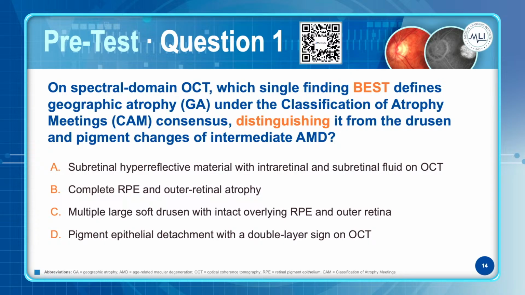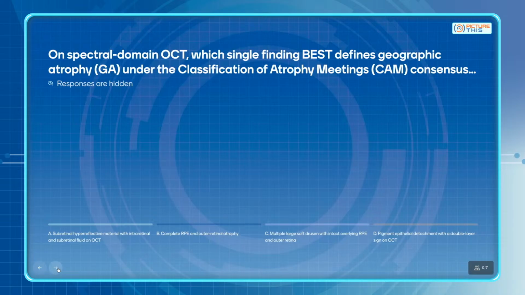So we'll go to the first pretest question. I'm going to run through these quickly, so please feel free to answer them fast so that we can get to the content. So the first question is, on spectral domain OCT, which single finding best defines geographic atrophy under the CAM consensus, distinguishing it from drusen and pigment changes of intermediate AMD? So go ahead and read the answers, and we'll get the polling going. Glenn, you're part of the CAM group, right? Yeah.